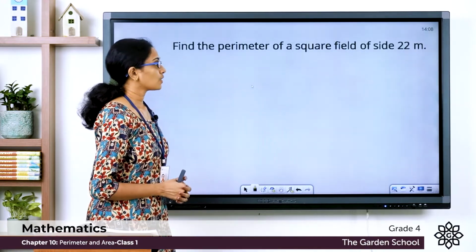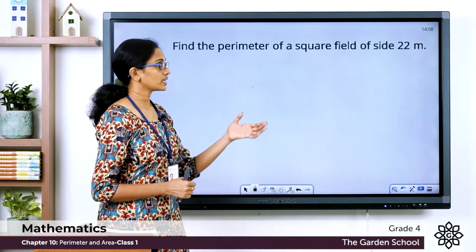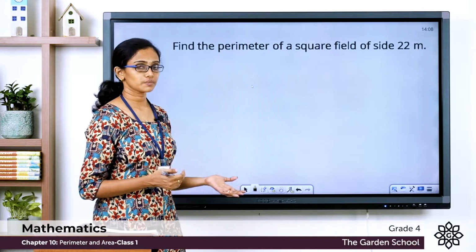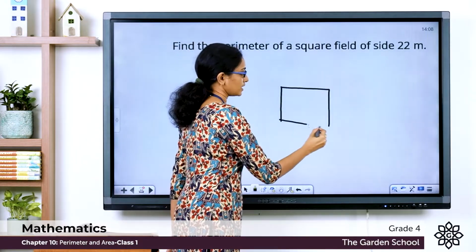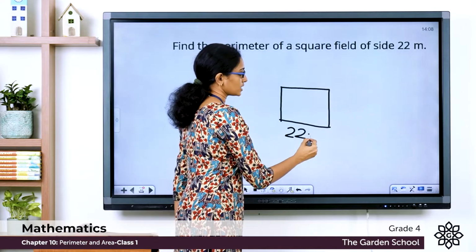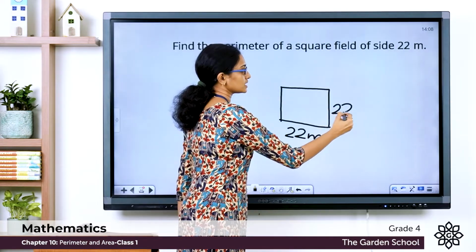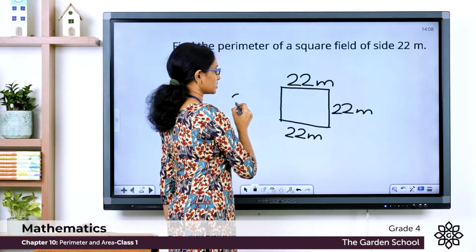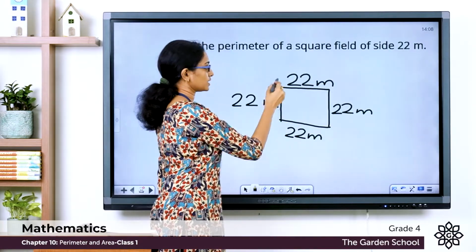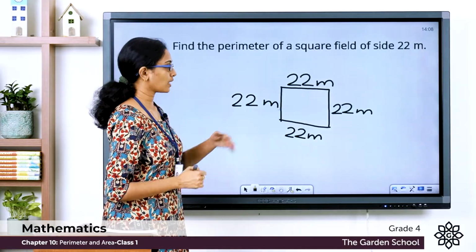Find the perimeter of a square field of side 22 meter. So, what is mentioned here? We have a square field. Let this be that field and it has got the sides 22 meters. Since it is a square, all its sides will be of the same length. So that it is 22 meter on all the sides.